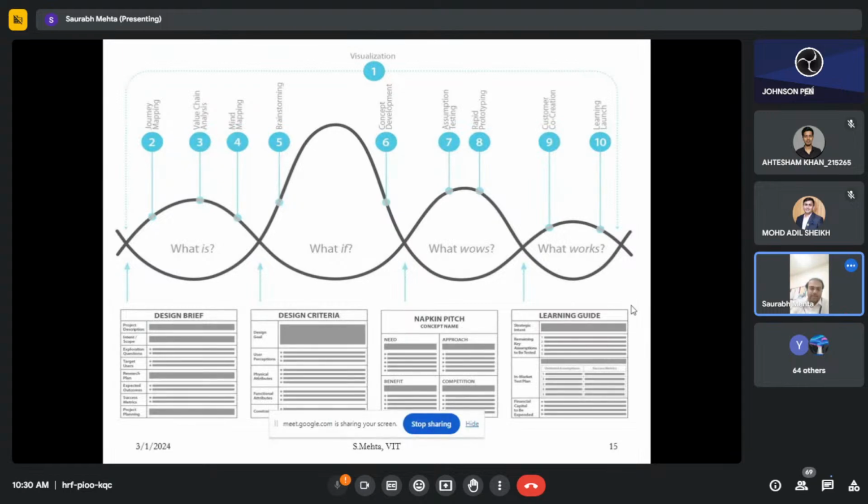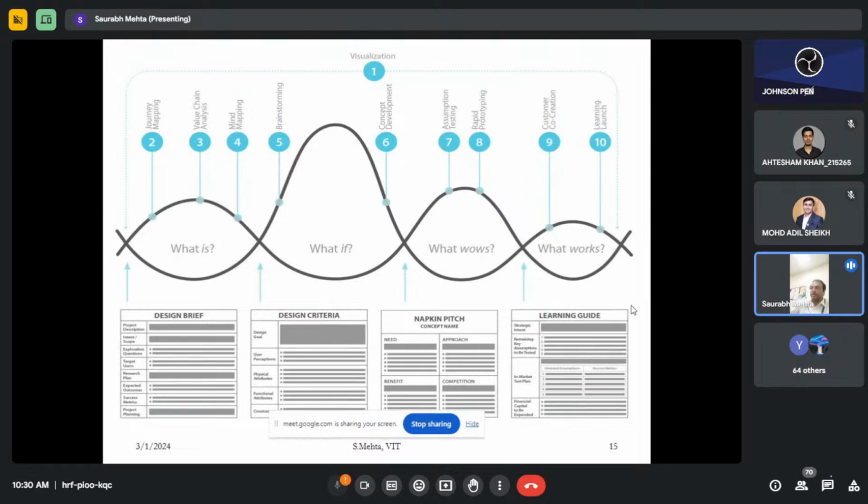And these are the limitations. These are the positive things. These are the things that we have to do, right? And as you go to that, what wows, how the user is going to experience the excellence in this. So you come to the napkin pitch and concept: the need, approach, benefits, and competition.